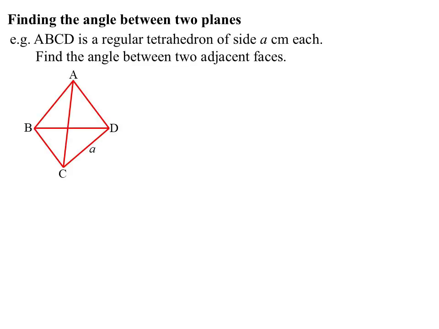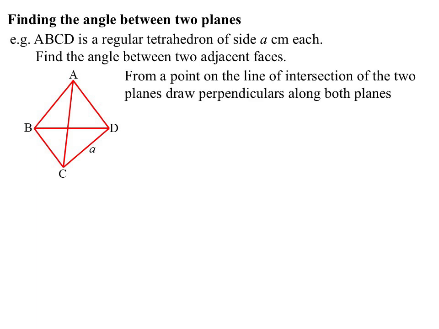The other thing we might have to do is find the angle between 2 planes, so where 2 planes meet. Now, 2 planes will meet at an edge rather than at a point. We're going to find the angle between 2 of the adjacent faces in a regular tetrahedron. How do we do this? Well, from a point on that line of intersection of the 2 planes, we have to draw perpendiculars along both planes. I'm going to use BC as my joining point of 2 planes, the plane being ABC and CBD, the other one down the bottom there.